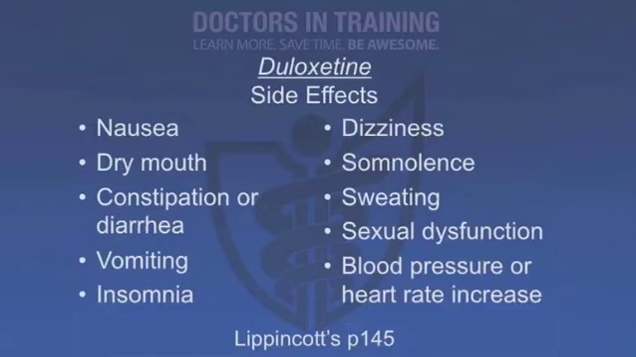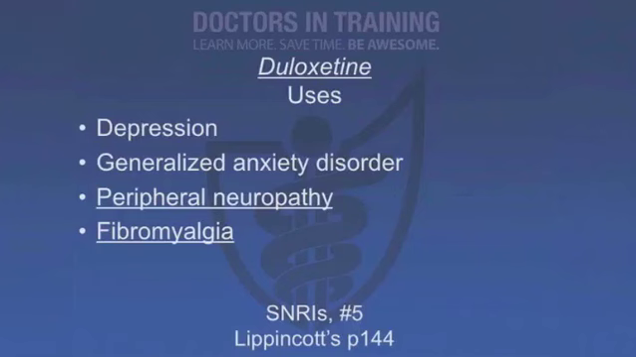Gastrointestinal side effects of duloxetine include nausea, dry mouth, and constipation or diarrhea; vomiting is less commonly seen. Insomnia, dizziness, and somnolence with sweating are also seen. Sexual dysfunction also occurs, with the possibility of an increase in either blood pressure or heart rate. Duloxetine is used for depression, generalized anxiety disorder, peripheral neuropathy, and fibromyalgia.